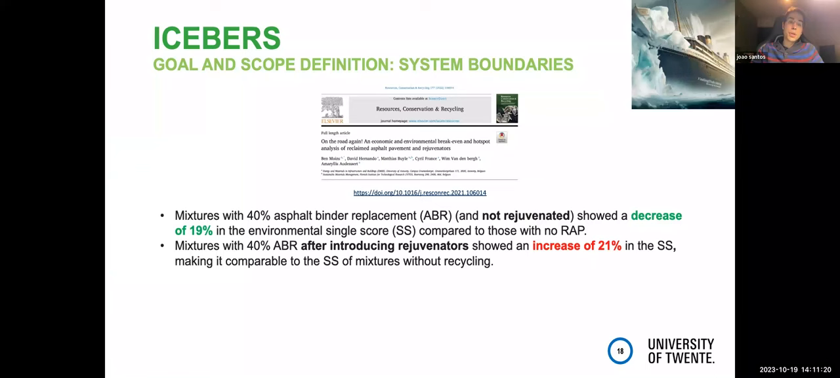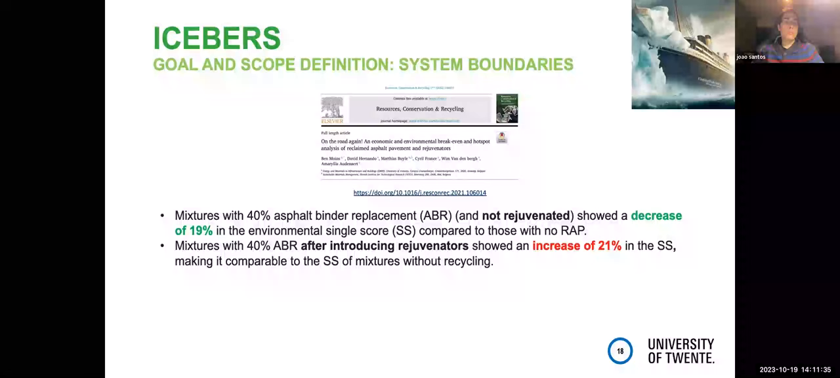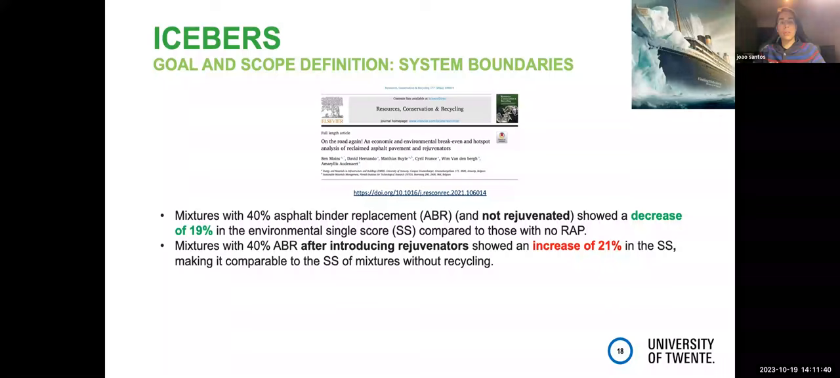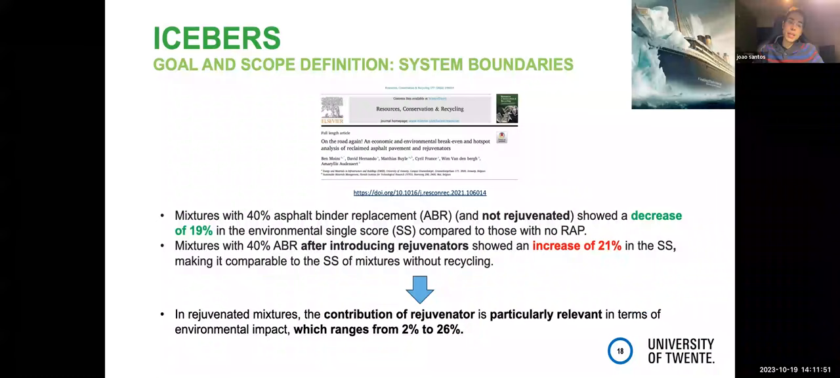Again, what is the problem with this? I'm taking as an example this study by Ben Moss and colleagues, and they show that mixers with 40% of asphalt binder replacement, without rejuvenator, show a decrease of 20 to 30% of the environmental impacts when compared to those without RAP. But after introducing rejuvenators, there was an increase of the environmental impacts by 20%. They also found that in the rejuvenated mixers, the contribution of the rejuvenator was particularly relevant, and it could change between 2 and 26%. Of course, there are uncertainties related to this.